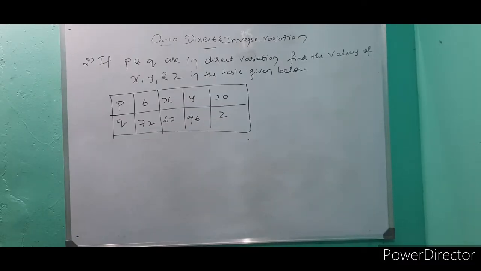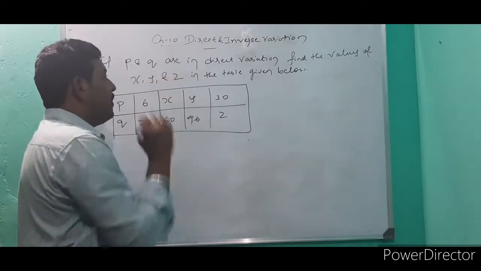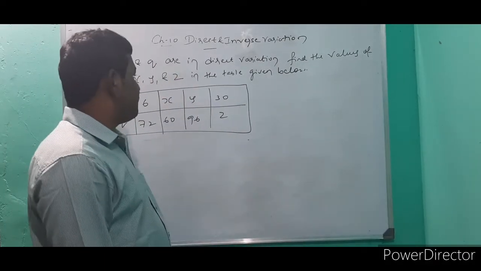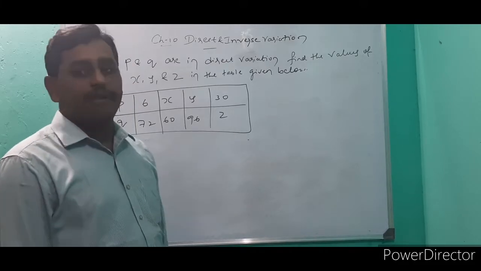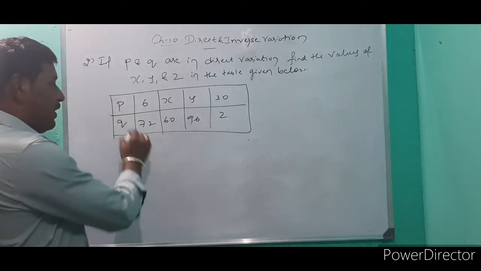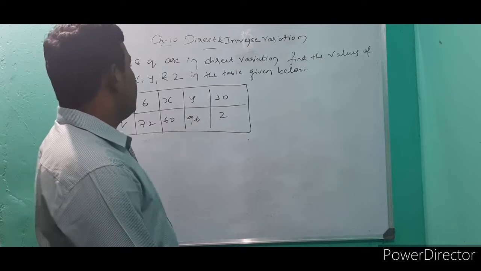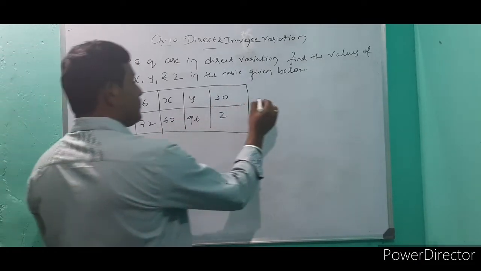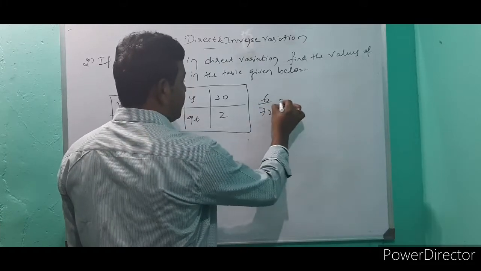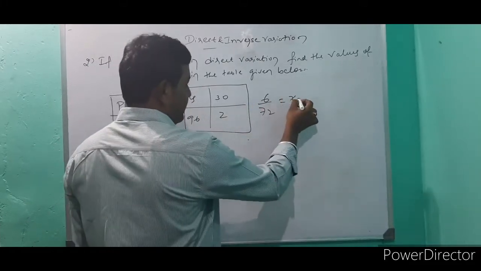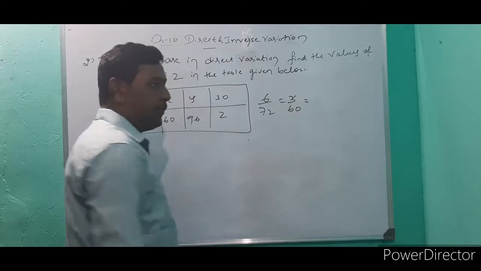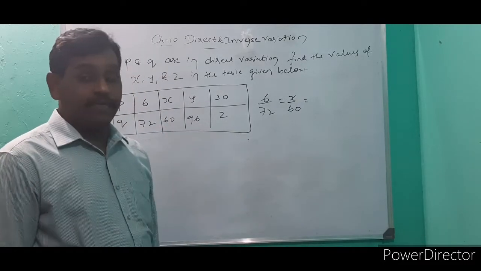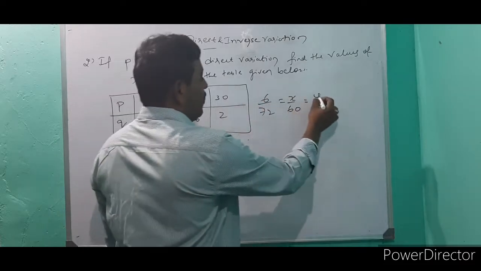The next problem: if P and Q are in direct variation, find the values of x, y, z in the table given below. They have given that the quantities are in direct variation. Direct variation means 6 by 72 is equal to x by 60. We do not need to find out whether it is direct variation or not, because it is already given, so that is why we are equating all of them.